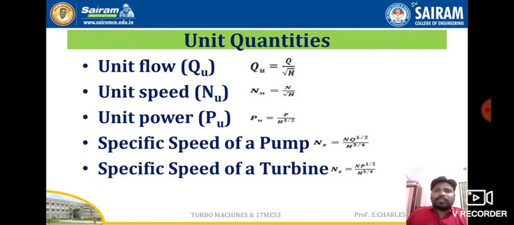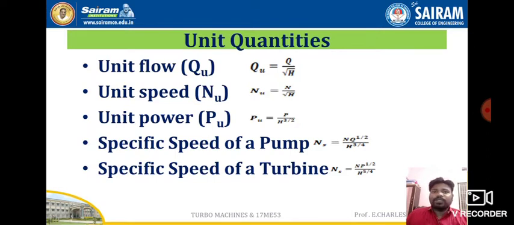These are the unit quantities like unit flow, unit speed, unit power, which are the values of the quantities under consideration per unit head, and then specific speed of the pump and specific speed of the turbine. So these are the parameters or quantities that we will see in this video. There are these five quantities, one by one.